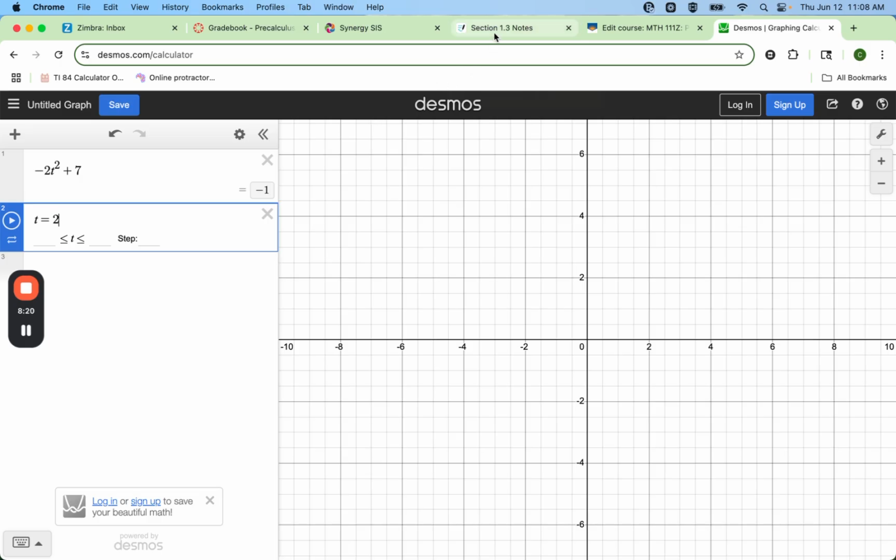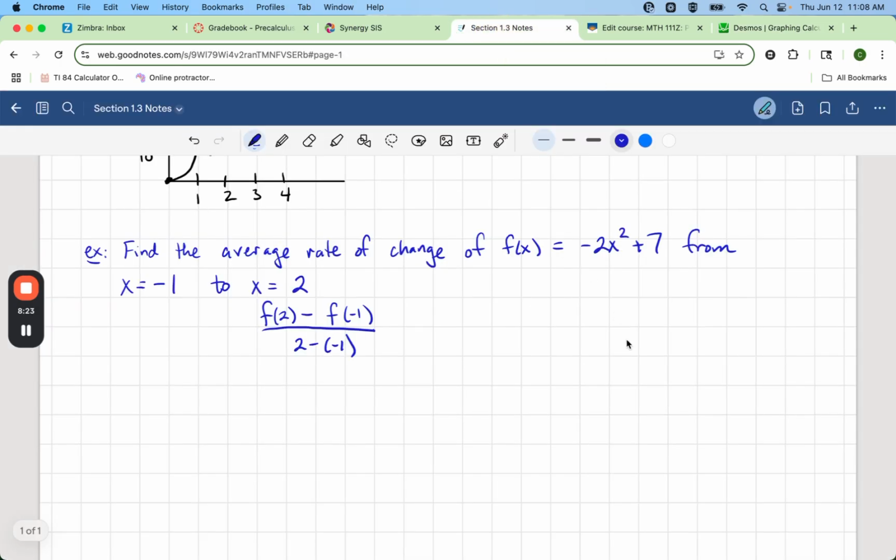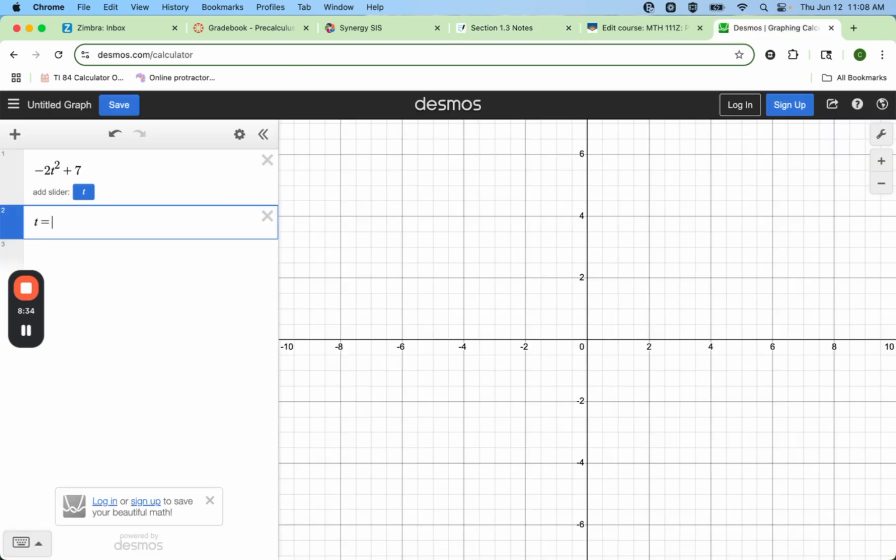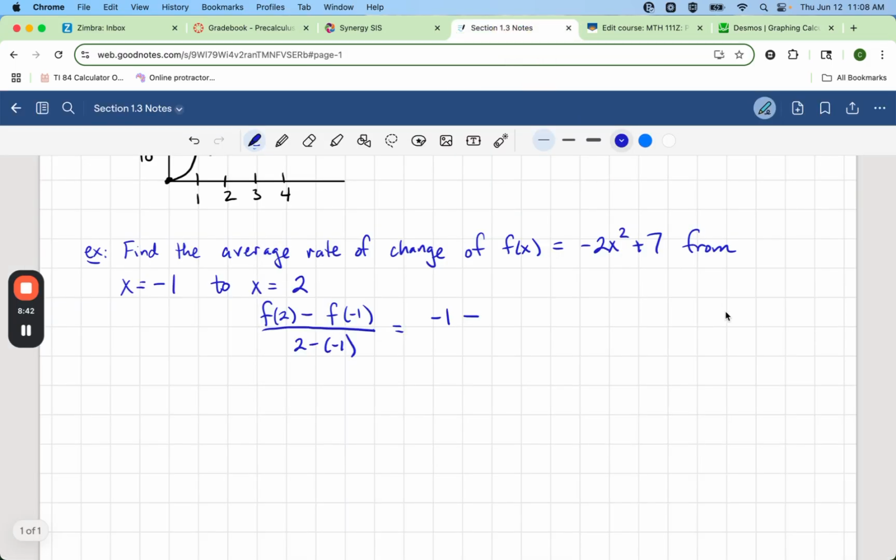All right, so now I have f of 2 equals negative 1. So then when I go over, I get negative 1 minus, then I'm going to do f of negative 1. So go back to Desmos. You're going to go t equals negative 1, and you get 5 right there. So now f of negative 1 is 5. So negative 1 minus 5, all divided by 2 minus negative 1 is 3. So that's negative 6 over 3, which is negative 2. So we're going to be doing a lot of tricks on Desmos, as you will see going forward.